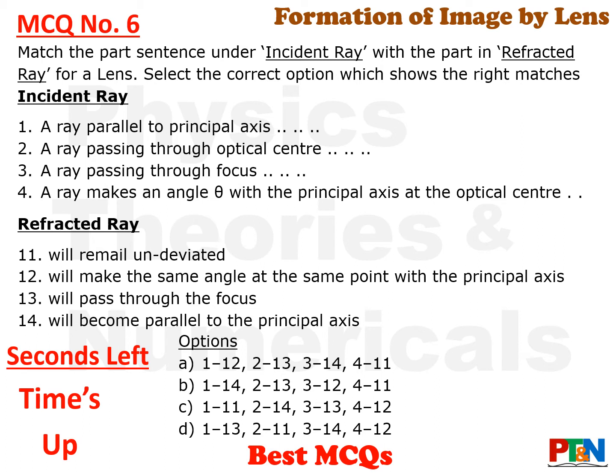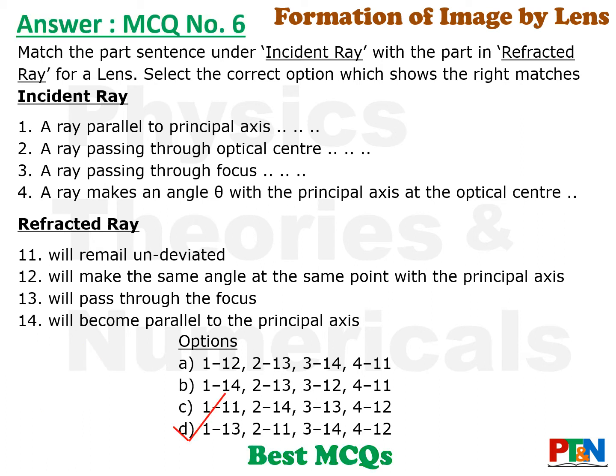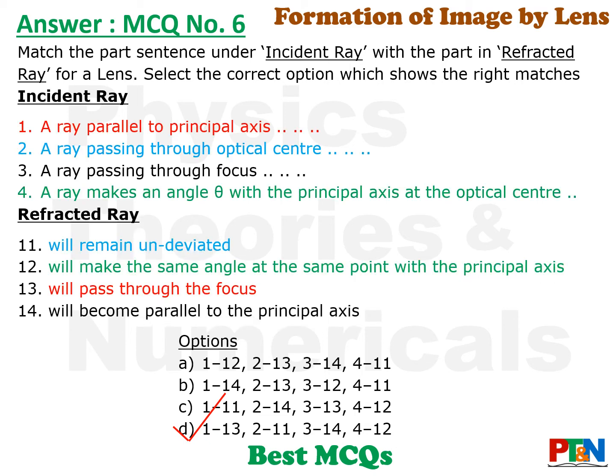Time's up. Let's see the answer. The right option is option D. Let's understand it. We have done the color matching for the rays and the sentences. A ray parallel to principal axis will pass through focus. A ray passing through the optical center will remain undeviated. A ray passing through focus will become parallel to the principal axis, and a ray making an angle theta with the principal axis will make the same angle at the optical center with the principal axis. So your option is option D.